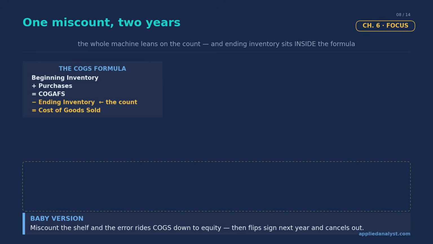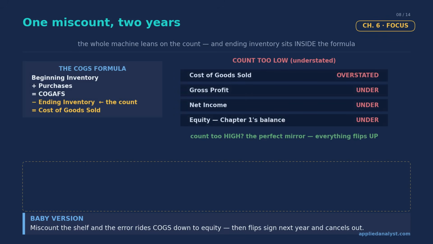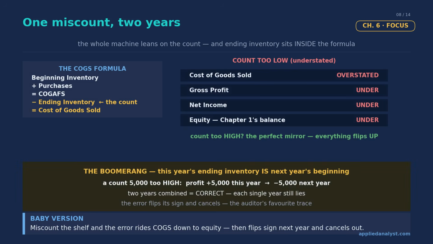Ending inventory sits inside cost of goods sold. Understate ending inventory and cost of goods sold comes out overstated. So gross profit, net income, and the equity they feed, the equation you have balanced since Chapter 1, all land understated. Overstate the count and everything mirrors up. Then the boomerang twist. This year's ending inventory is next year's beginning inventory, so the error flips its sign and cancels across the 2 years combined.